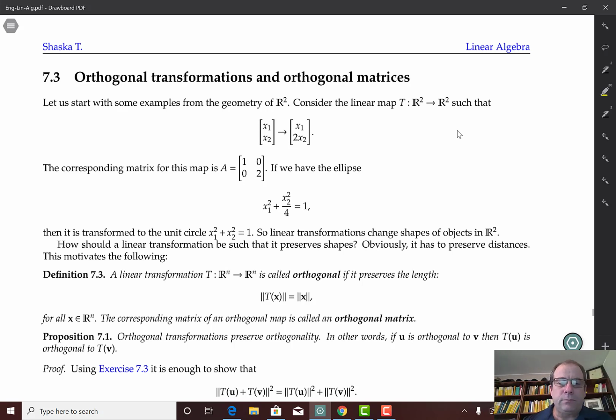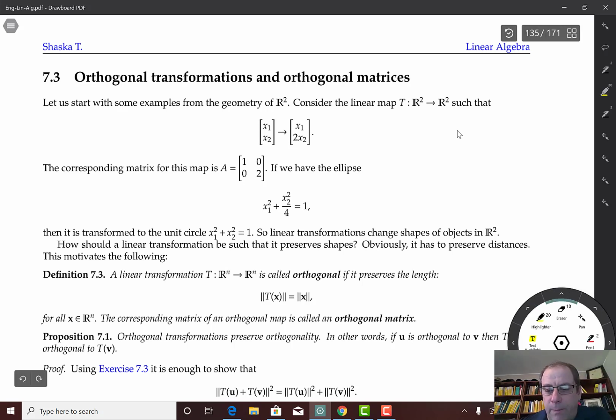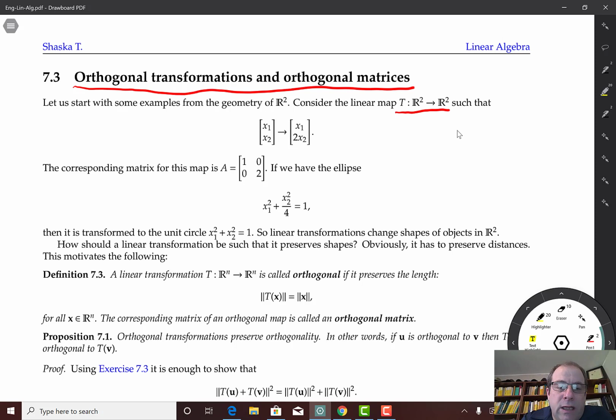So let's go back and review a little bit this idea of orthogonal transformations and orthogonal matrices. Let's take a linear transformation T from R squared to R squared, such that it sends a vector u with coordinates x1, x2 to another vector with coordinates x1, 2x2. So it's obvious that the matrix for this linear transformation is this matrix A, which happens to be a diagonal matrix with entries in the diagonal 1 and 2, right?